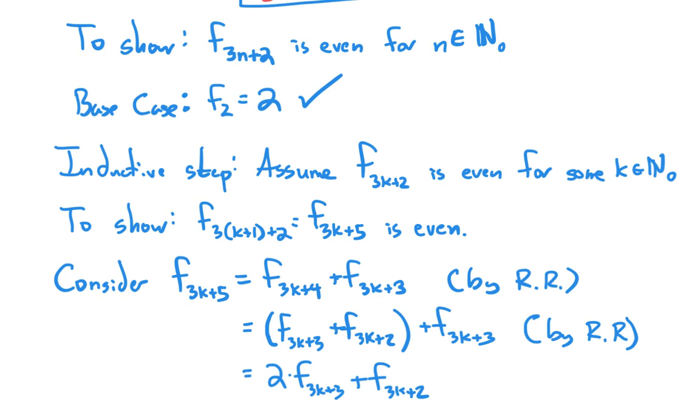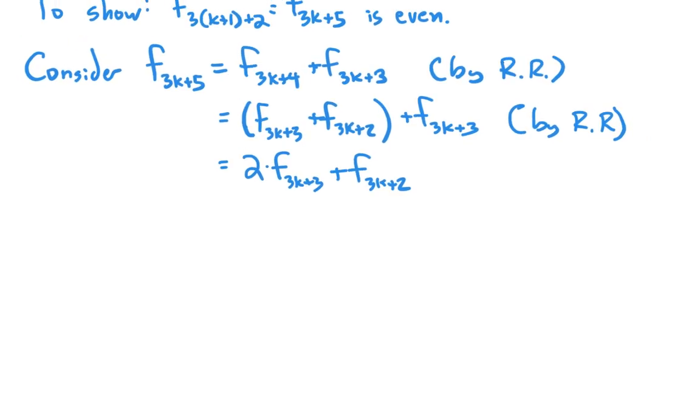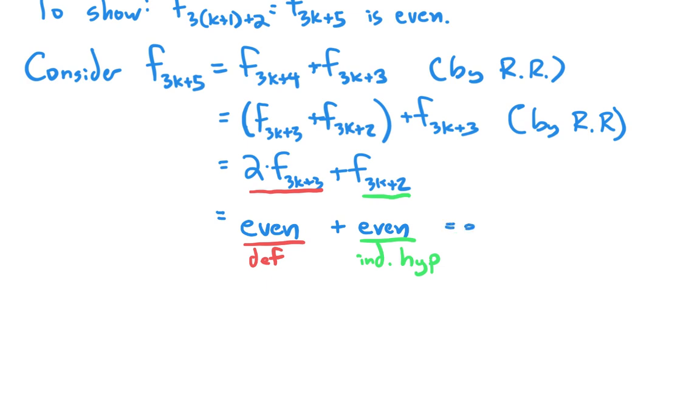We'll scroll down here. And I'll write this a little informally, but that's fine. So we can say this is basically an even number here, since it's 2 times something, of course it's even. That's the definition of even. And then this guy here is even by the inductive hypothesis. We assumed that F of 3k plus 2 was even. So we have an even number plus an even number, which is, of course, an even number. So we're done. We've shown that every third term in the Fibonacci sequence is indeed even.